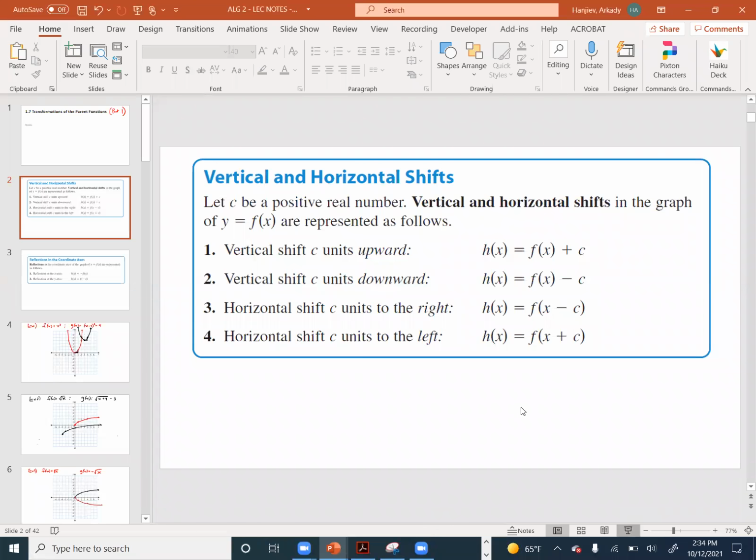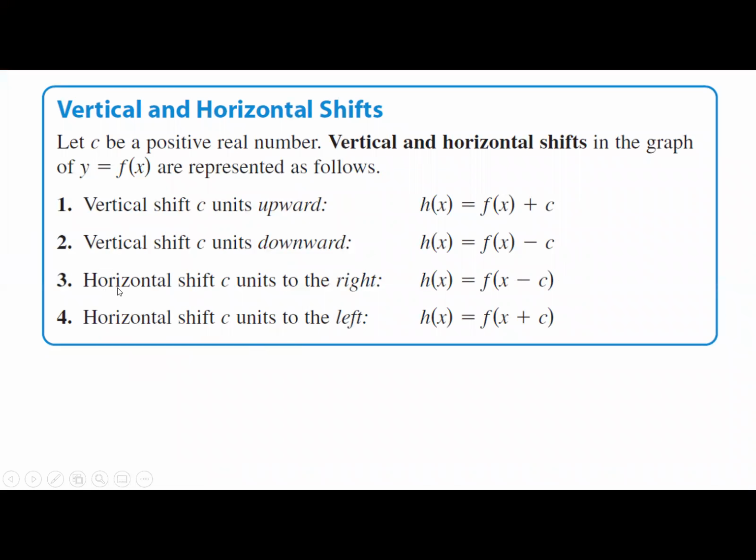So here's what we got for 3 and 4. Now we've got these horizontal shifts. A horizontal shift of C units goes to the right if it's inside the function, you're subtracting. So exact opposite of what we would think would happen. Horizontal shifts to the left if you're adding the C inside the function. So notice the C is on the inside of the function for the horizontal, outside for the vertical. Okay. Again, pause the video if you need to in order to copy that down.